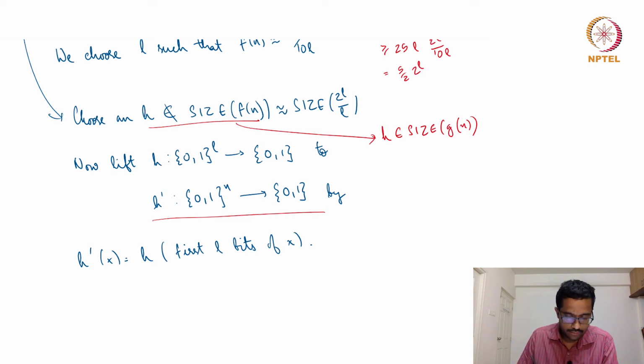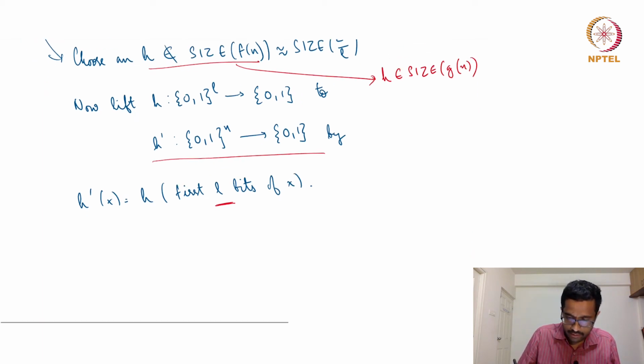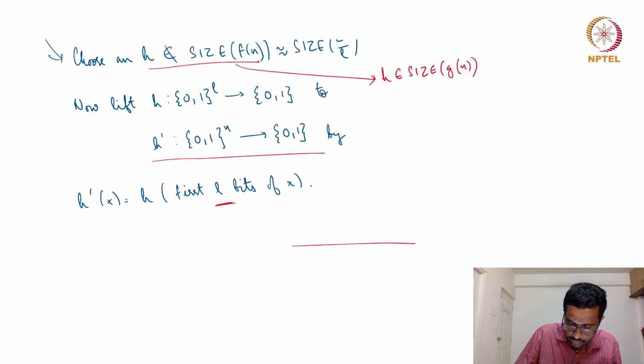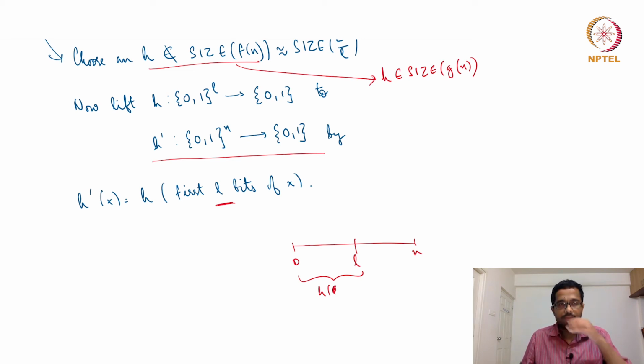All we need to do is define H prime of X. H prime acts on an n bit input, and we define it to be H computed on the first L bits of X. So H prime is nothing but you look at the first L bits. So this is 0 to n, and let's say this is L. H of this quantity is the H prime of the entire string.